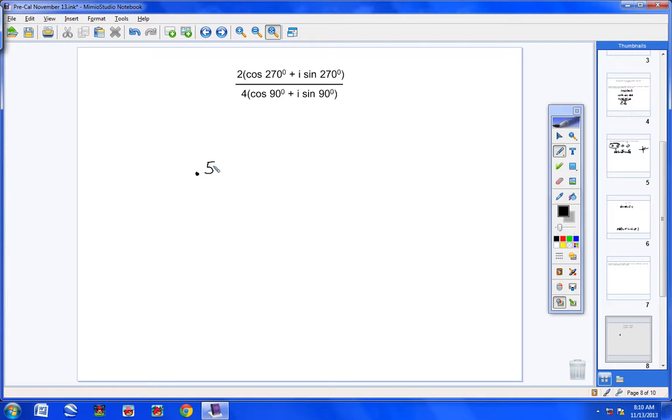Now don't type in 4 divided by 2. It's top divided by the bottom. So 2 divided by 4. There we go. And then you subtract your angles. Now you take the top number first minus the bottom number. You have to do it that way. So 270 minus 90 would be 180 degrees.